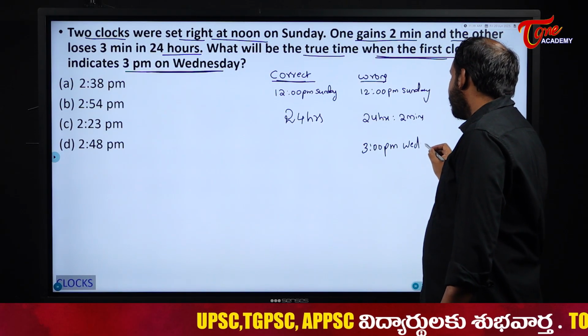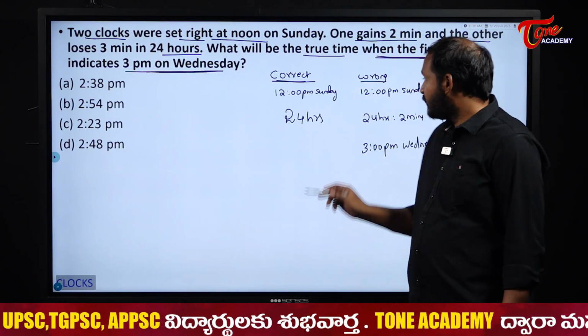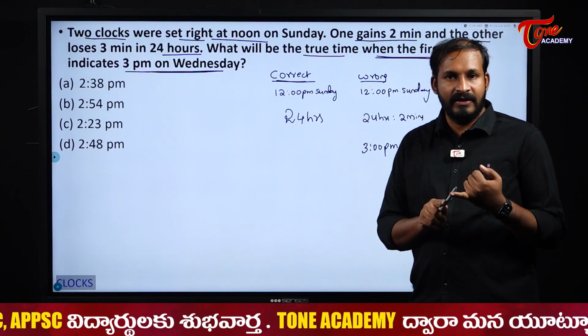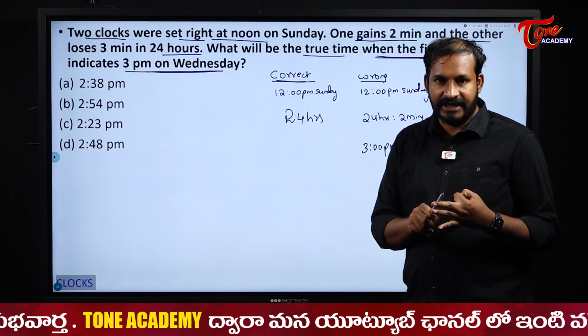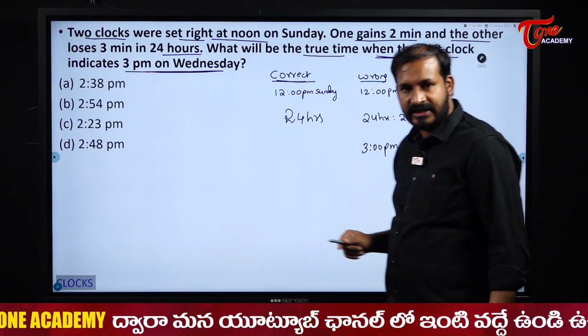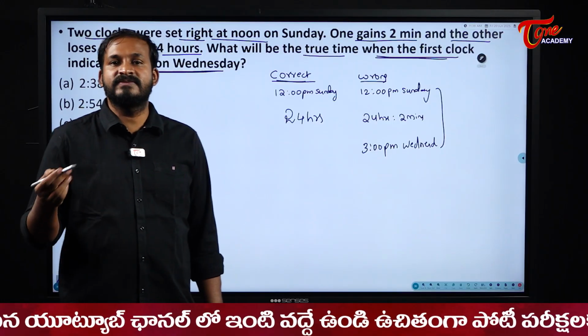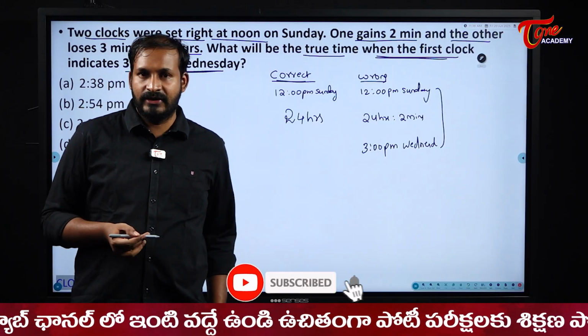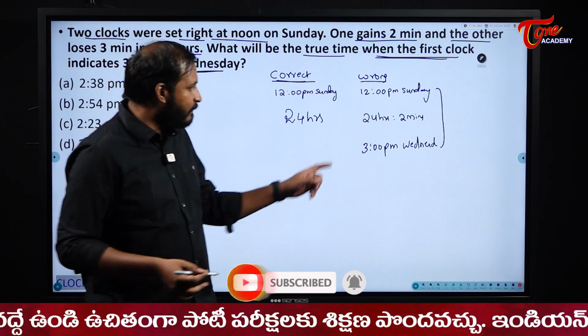Tell me from here to here how much time has passed. See, 12 noon on Monday, 1 day. 12 noon on Tuesday, 2 days. 12 noon on Wednesday, 3 days. 3 days, 3 hours, right? Why? Because it is 3 p.m. 3 days means how many hours, students? 72 hours. 24 into 3, 72 hours. And plus 3 hours, right?